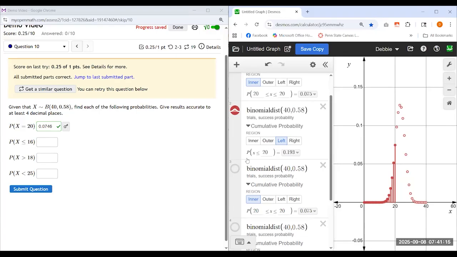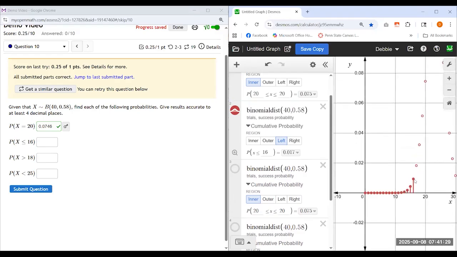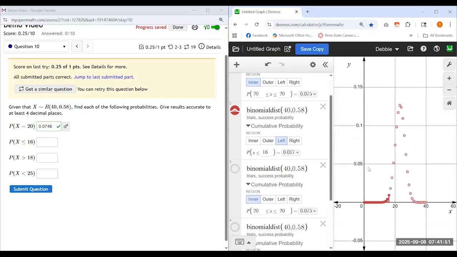So here it's x less than or equal to 16. So I'm going to change my upper limit to 16. Again, you can see that this shades in, it fills in the circles in my distribution for all of the values that are included in this probability. The probability that x is less than or equal to 16 means the probability that x equals 16 or x equals 15, and so on and so on. So that's how it's computing that probability.